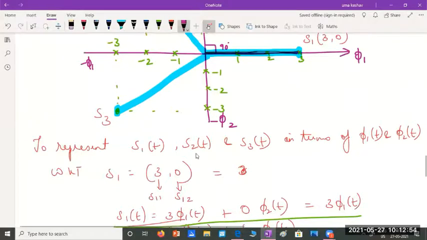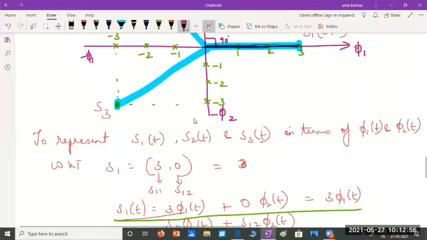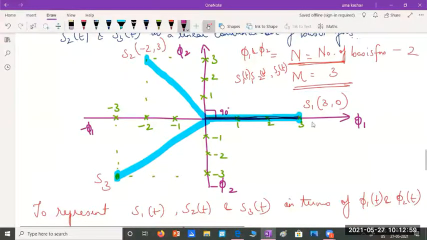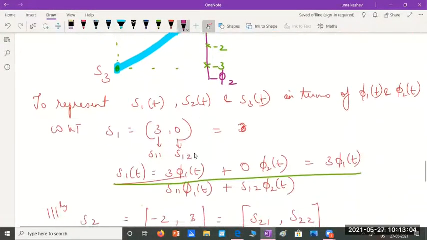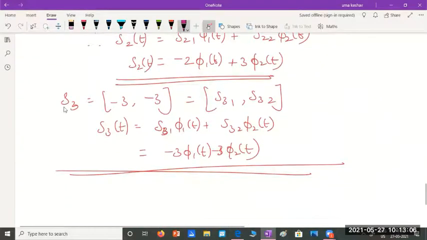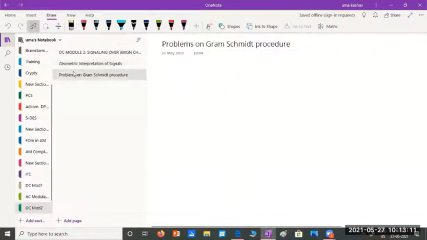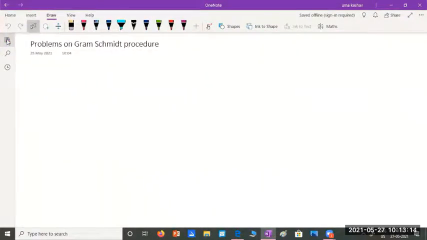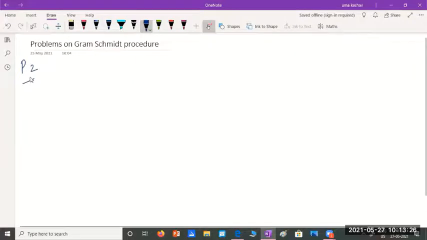So we took a problem and solved it yesterday, showing how to plot this signal space diagram or constellation diagram, how to identify the signal points, and also how to define the signal as a linear equation. We'll take up some more problems on this, and the usage of the Gram-Schmidt orthogonalization procedure. Let me take down the second problem.